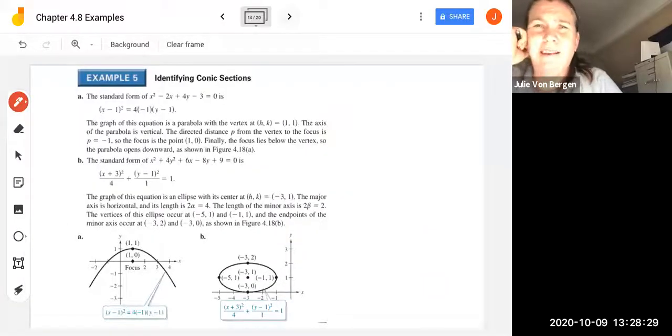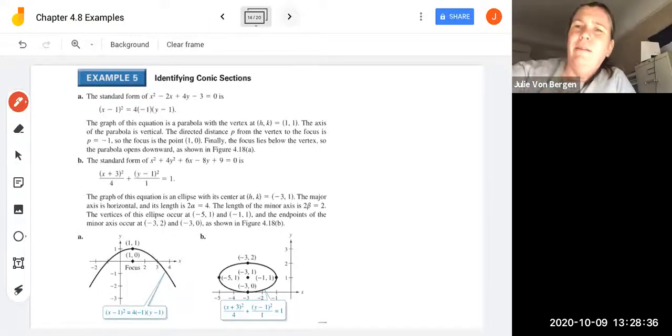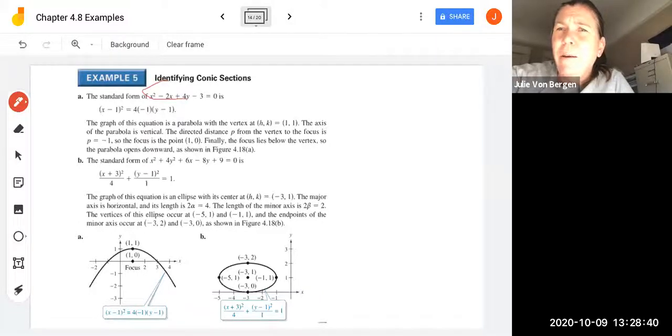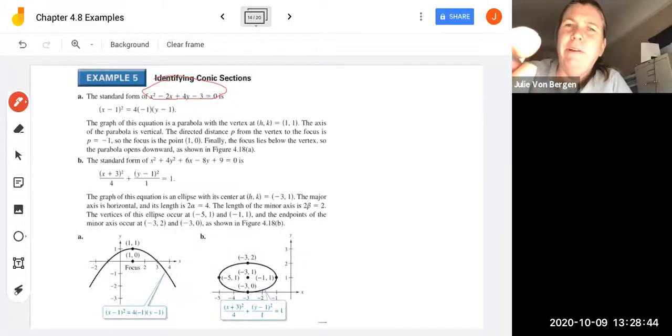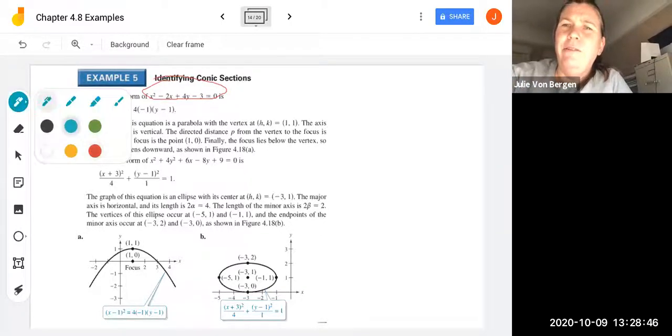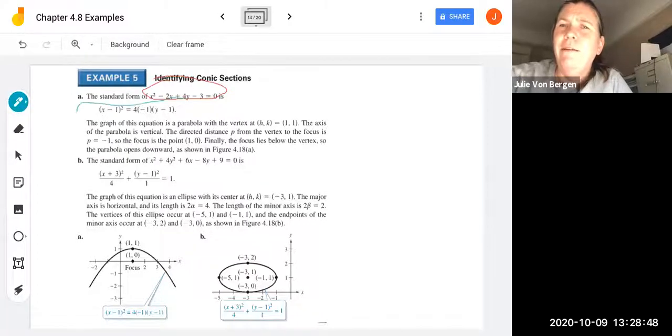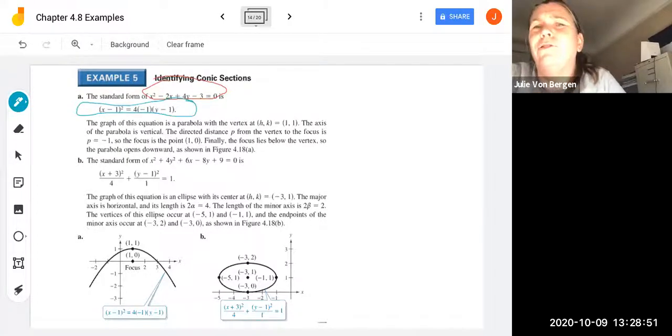Okay, we're going to look now at example 5 from our text. It's about identifying conic sections. So the standard form is the first move we always make. Here's our function: x squared minus 2x plus 4y minus 3 equals 0. So we have to complete the square and put that into standard form. So that's this equation right here: (x minus 1) all squared equals 4 times negative 1 times (y minus 1).